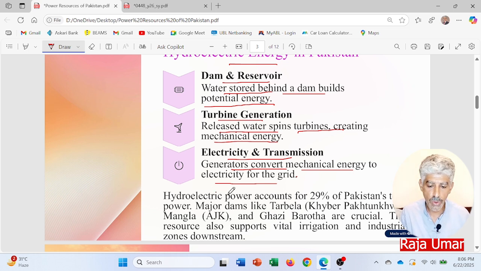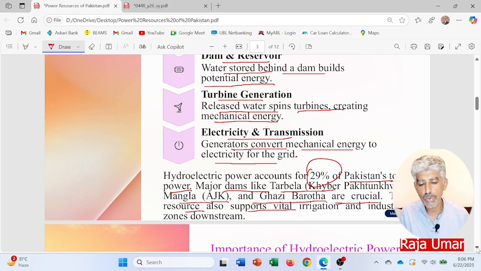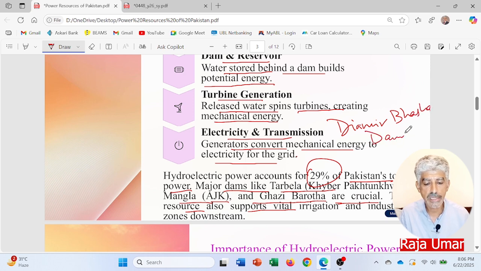Hydroelectric power accounts for 29% of Pakistan's total power. Major dams like Tarbela in Khyber Pakhtunkhwa, Mangla in Azad Jammu and Kashmir, and Ghazi Barotha in Attock, Punjab are very, very crucial. This source also supports vital irrigation and industrial zones downstream. As we also know, there is another important project going on, that is the Diamer Bhasha Dam in the northern areas, district Diamer, just above Kohistan.